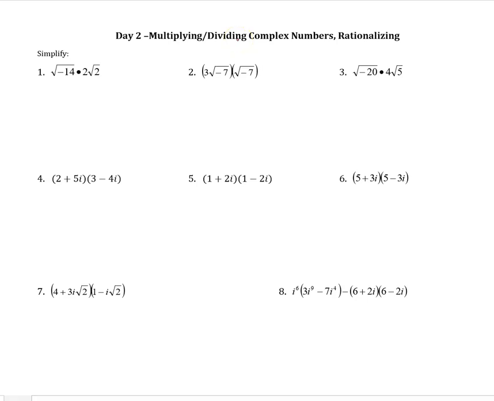If you look at our first example of many where we're going to simplify, we have the square root of -14 times 2 square root of 2. The first thing you have to do when you have a negative under the square root is take out the i first. By doing so, this gives me i square root of 14 times 2 square root of 2.